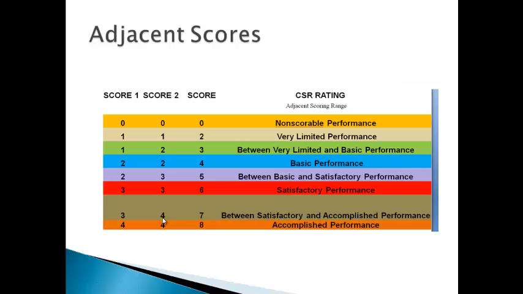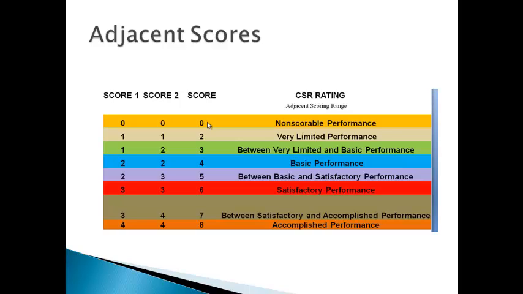In the adjacent scoring model from TEA, and this slide comes from Victoria Young's PowerPoint, and she is the coordinator for testing and writing and social studies in the state of Texas. This is how they use it. You will have a scorer 1 and a scorer 2. You have a 0 and a 0, and it equals a 0. That's not a problem. Non-scorables fit in these categories.